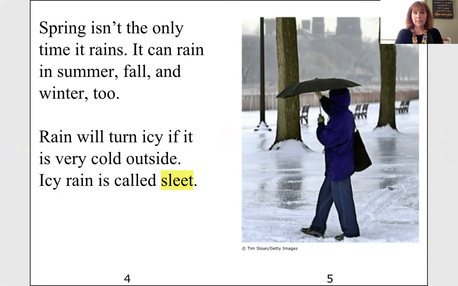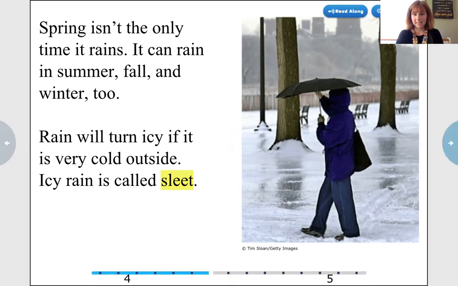Spring isn't the only time it rains. It can rain in summer, fall, and winter too. Rain will turn icy if it's very cold outside. Icy rain is called sleet. And you can see in the picture it looks an awful lot like winter, but the person in the picture is carrying an umbrella because the weather's in between rain and snow. It's sleeting.